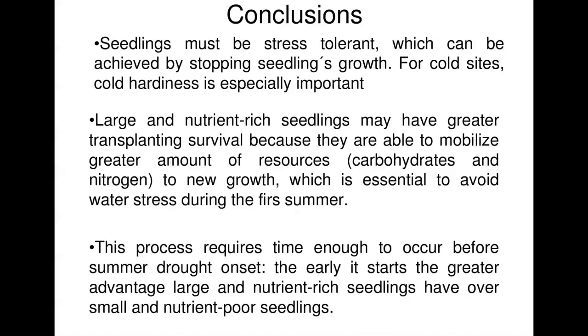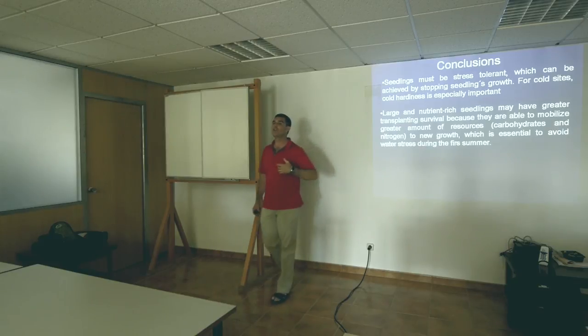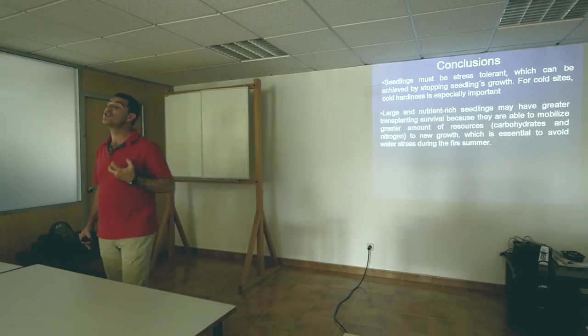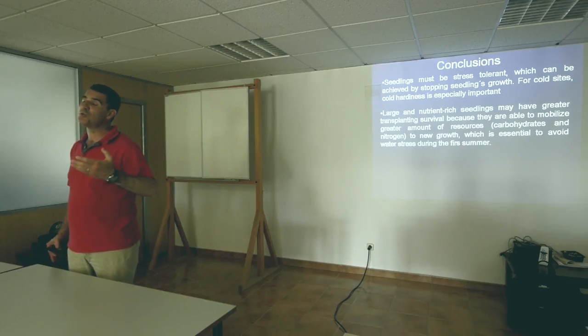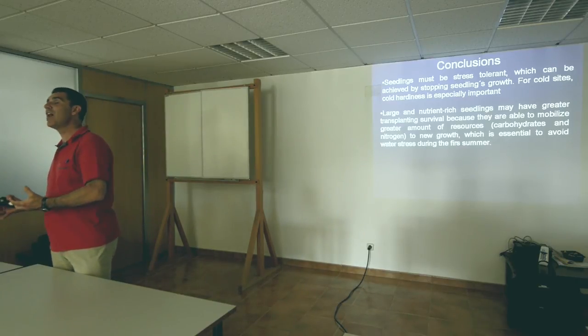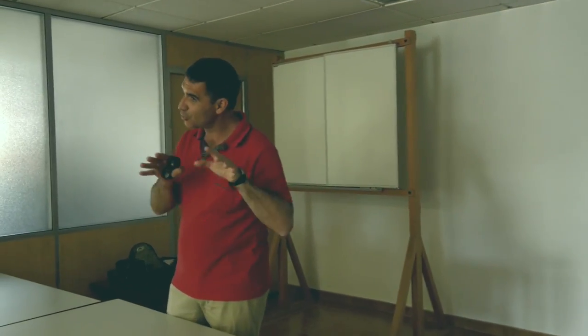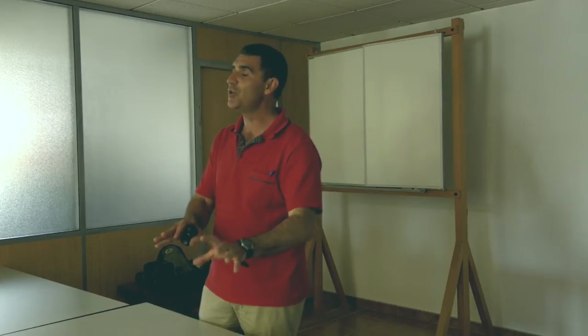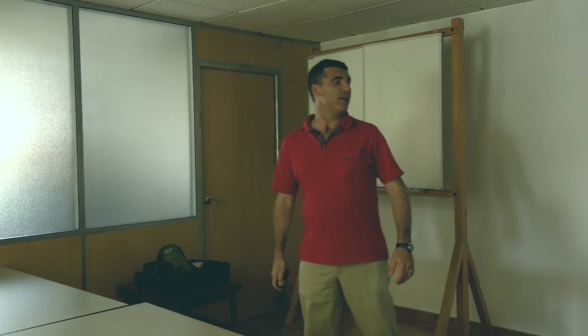Okay, one of the important things is that large seedlings and seedlings that have received a high fertilization, that means they have a high nutrient tissue concentration, those are relevant attributes for survival and growing fast in Mediterranean environments. The reason is that these kinds of plants are able to remobilize and use a lot of resources for new growth. Remember, the key is to produce a lot of new roots, and to produce them you need a lot of resources. You need to be able to mobilize a lot of resources to support that new growth. And you can do it if you're large, you're big, and you have a high amount of nutrients in store.